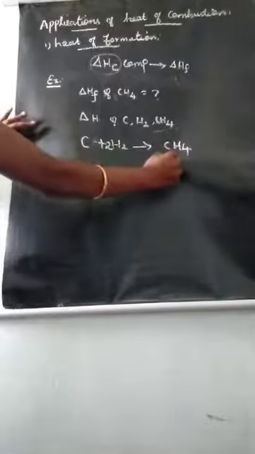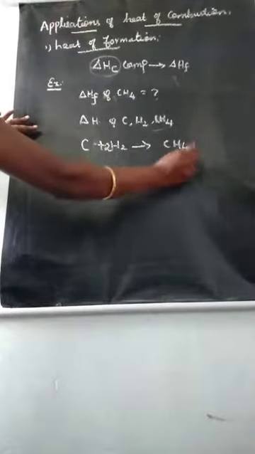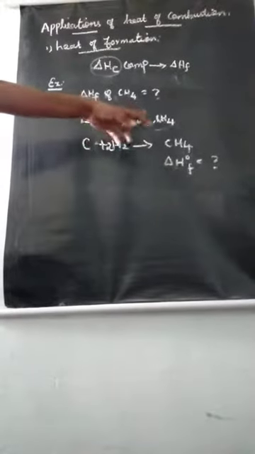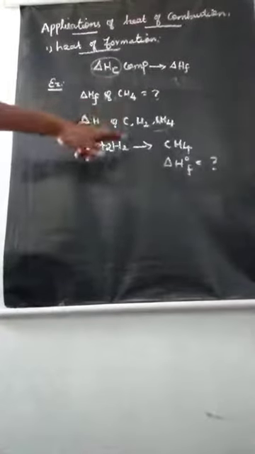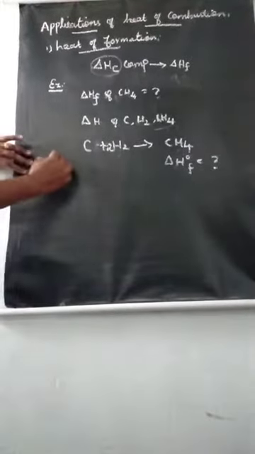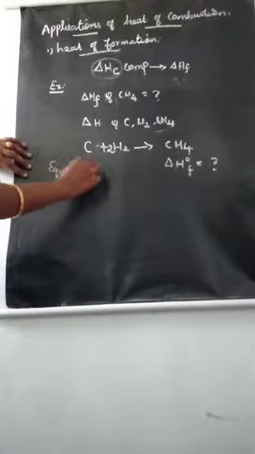So we are going to calculate only this methane delta H value, the heat of formation of methane. How can we calculate this? From the values of carbon, hydrogen and methane. So listen, first you can consider some thermochemical equations.